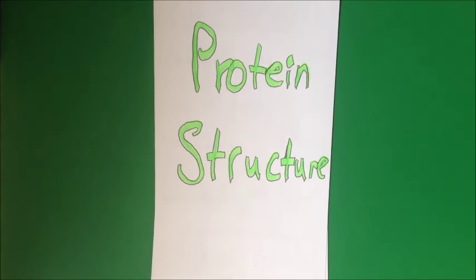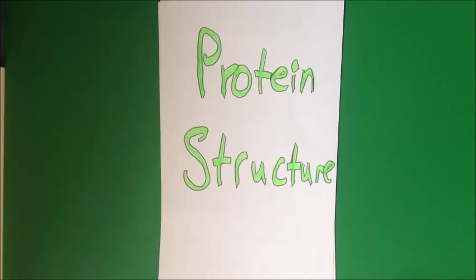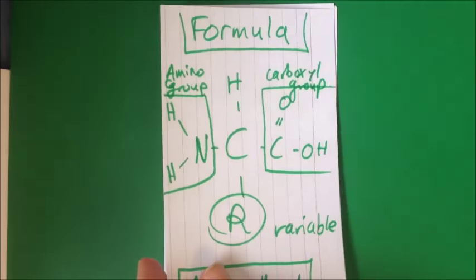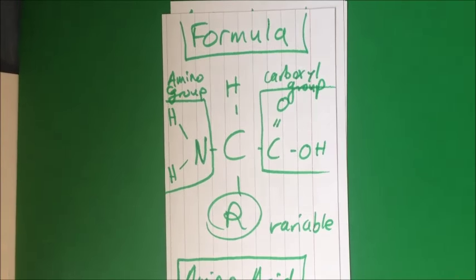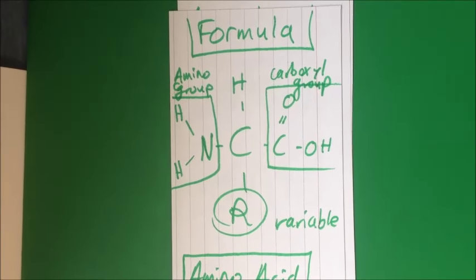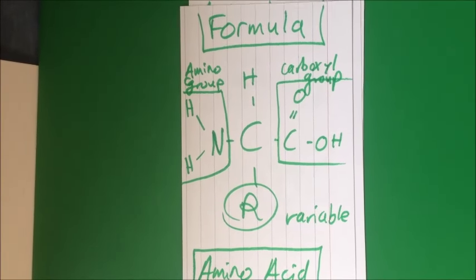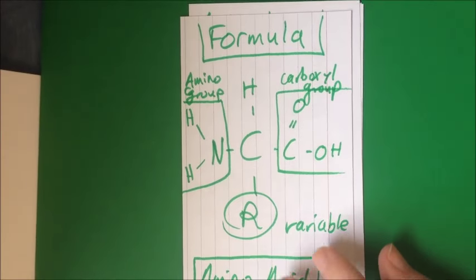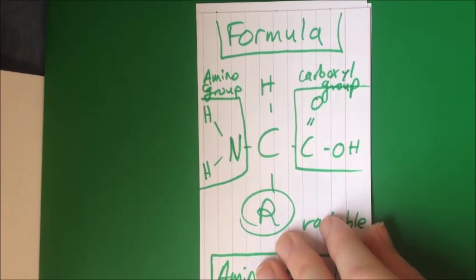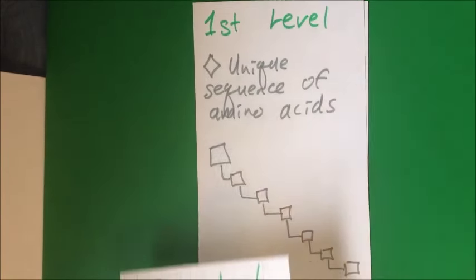The final topic in this segment covers protein structure. This begins with the formula of an amino acid. At the center, one carbon is connected to four other components. There's a hydrogen, a carboxyl group, an amino group, and an R or variable group. Then, there are the primary, secondary, tertiary, and quaternary levels of protein structure.